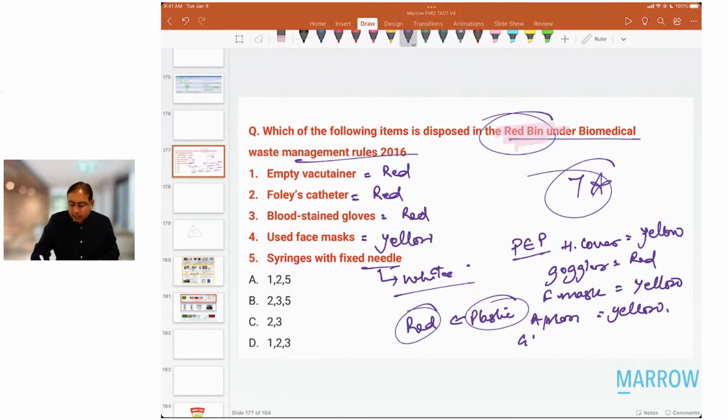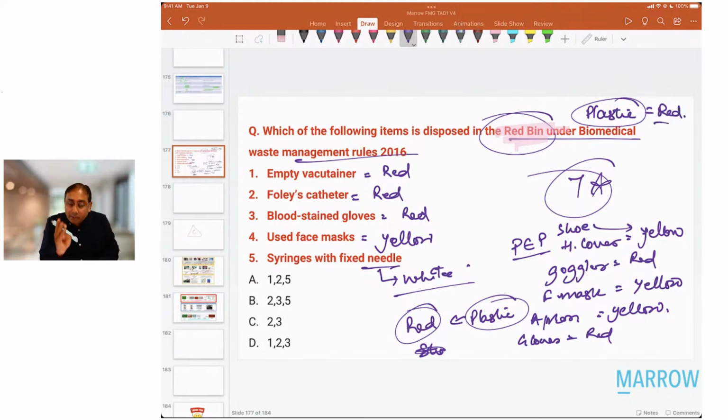And next आता है gloves. Gloves, हमने अभी बात किया, any type of glove will go to the red category. And last is shoe cover. Shoe cover will also go to the yellow category. So that's all about the PEP. अगर hazmat suit पूछ लिया, which is a plastic suit, anything which is plastic beta, that goes into the red category. Anything which is rubber, plastic or tube, that will go to the red category.